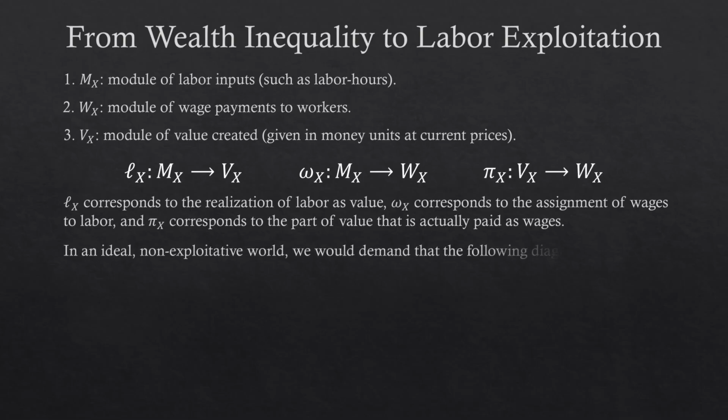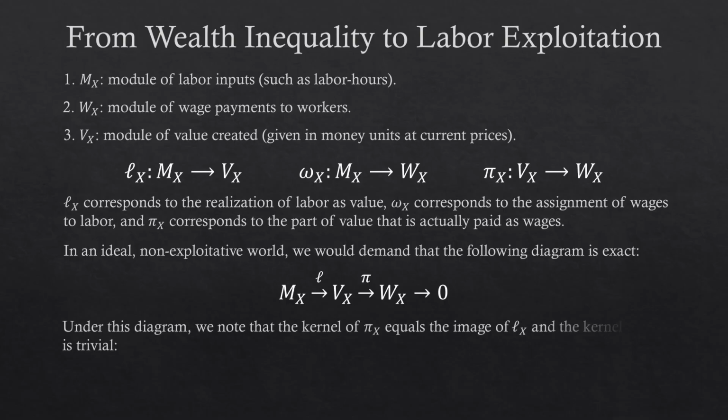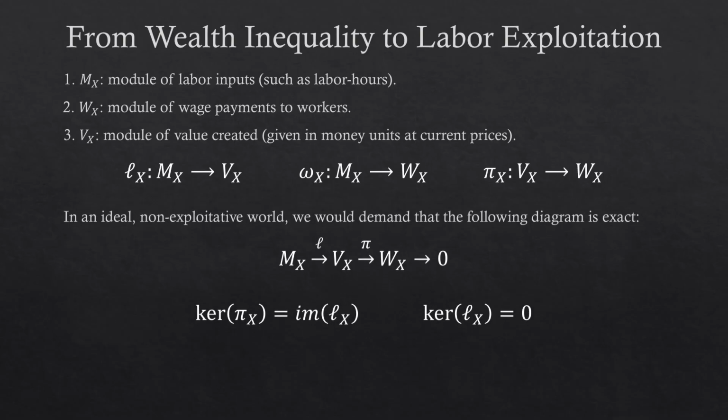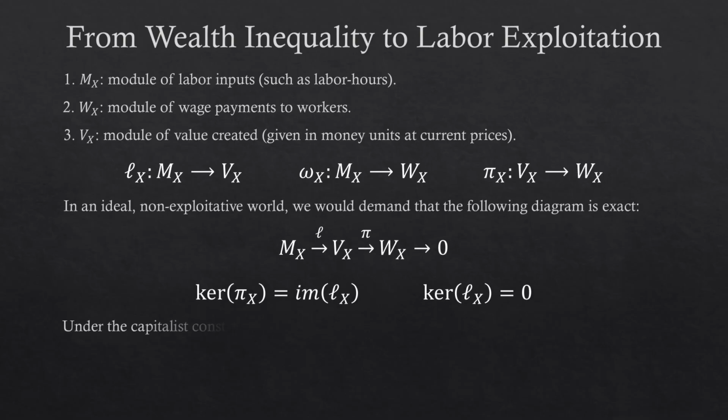In an ideal non-exploitative world, we would demand that the following diagram is exact. Under this diagram, we note that the kernel of pi sub X equals the image of L sub X, and the kernel of L sub X is trivial, therefore equal to 0. Under the capitalist constraints we have experienced, the diagram above is not exact. Nonetheless, with this information, we can define a chain complex.